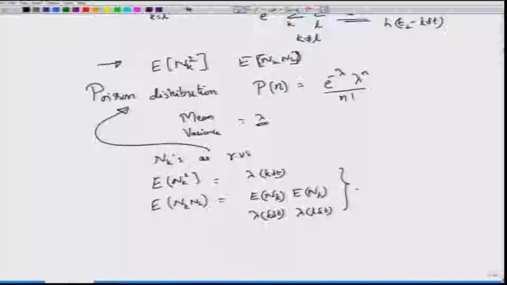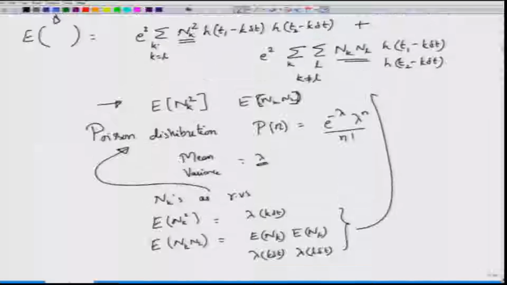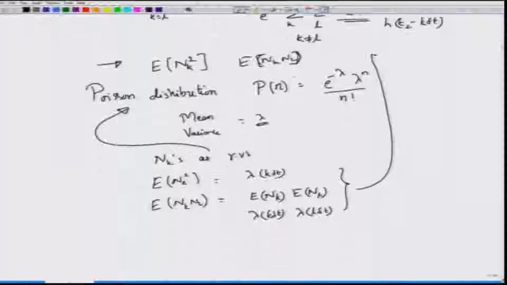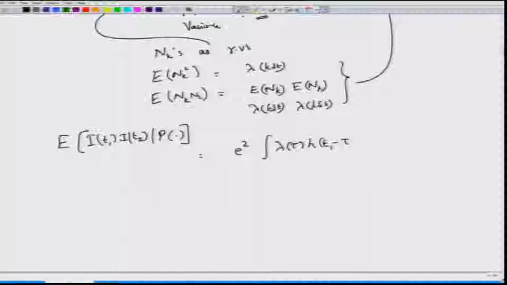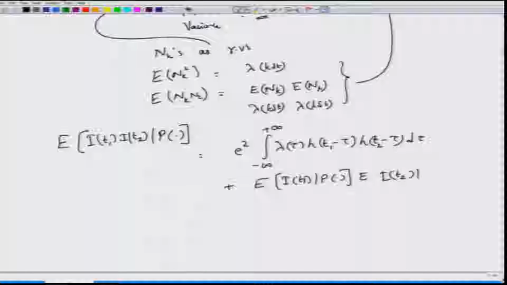So, substituting these three into the equations that we have, you remember the two term equation, and simplifying, what you get here is that E of I of t1, I of t2, given that you have some optical power, is given by E square integral lambda of tau h of t1 minus tau h of t2 minus tau d tau, where tau goes from minus infinity to plus infinity, plus, because of this lambda of k delta t, lambda of L delta t, the result will be two integrals, which when you integrate is going to be E of I of t1, given that you have sent some power, times E of I of t2, given that you have sent some power.